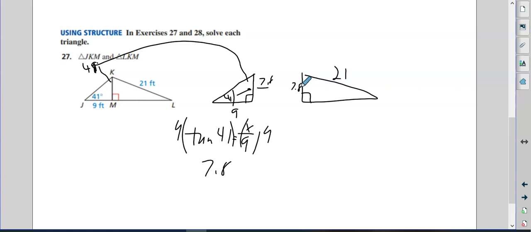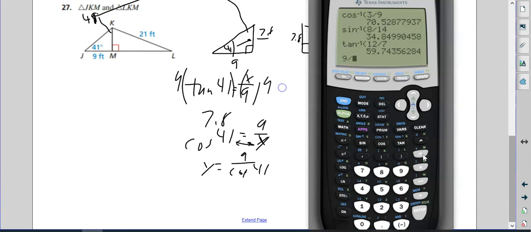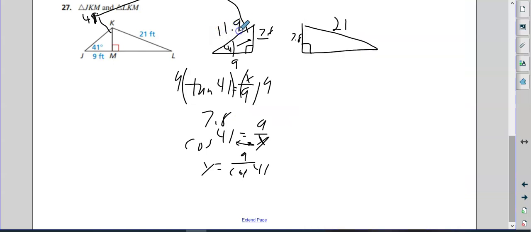I can also find the other side, the hypotenuse, by saying cosine of 41 is adjacent over my hypotenuse. Let's call it y this time. Now remember, this one is when I switch these. So y is equal to 9 divided by the cosine of 41. I just type that into my calculator. Let's review how to do that. 9 divided by cosine 41, not 14, 41. And we get 11.9. So we know this is 11.9 right here.